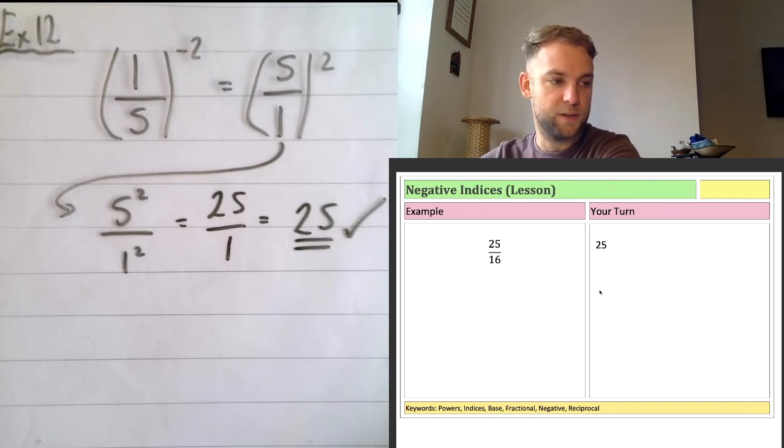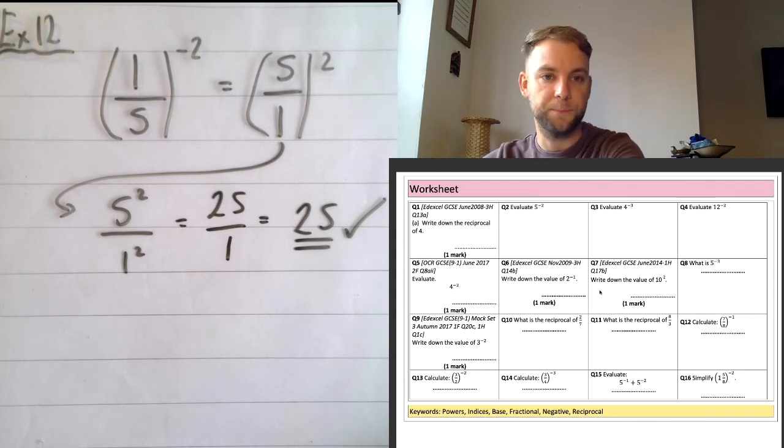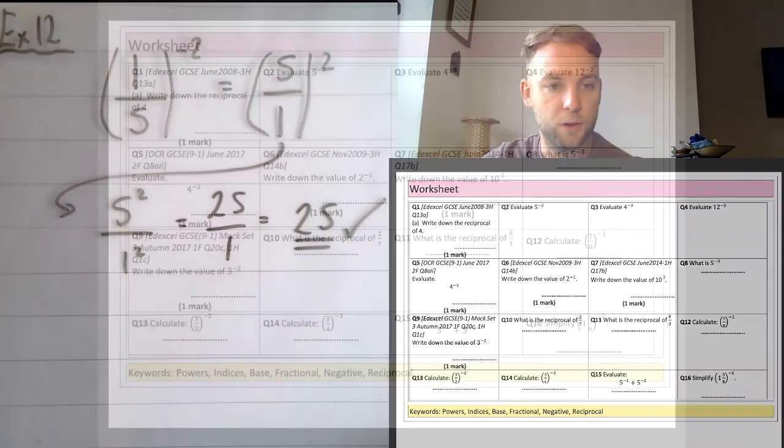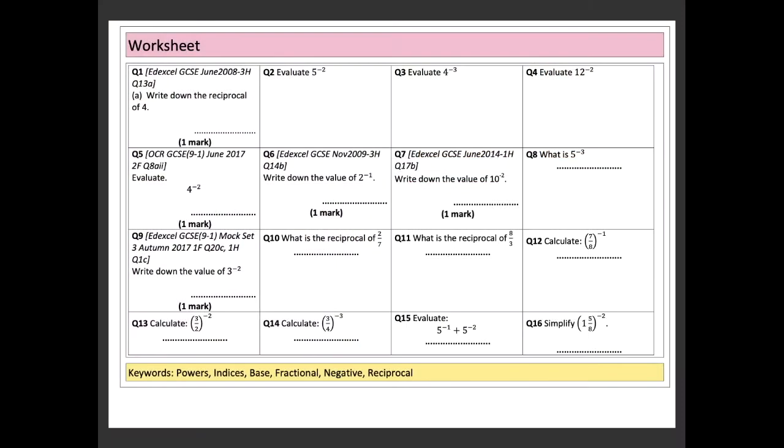There we go, 25 over 16 and 25. Brilliant. So that's all the examples. Here we've got some questions. So I'll make these big for you. So pause now and have a little go at these questions. That one at the end is pretty tricky. I'll give you a little hint with that. The trick with that one is to convert it from a mixed number first. Okay, so pause now and have a go at those.